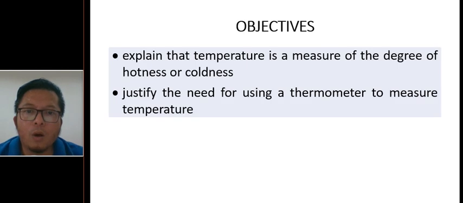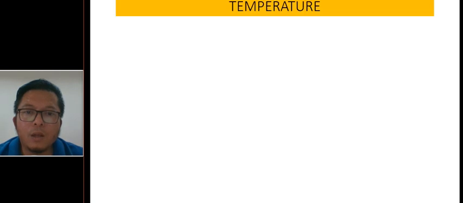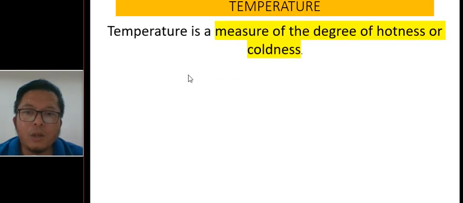Temperature. Objective: explain that temperature is a measure of the degree of hotness or coldness, and justify the need for using a thermometer to measure temperature. Now let's check. What is temperature? Temperature is a measure of degree of hotness or coldness. Temperature is when you can feel with your skin hot or cold.